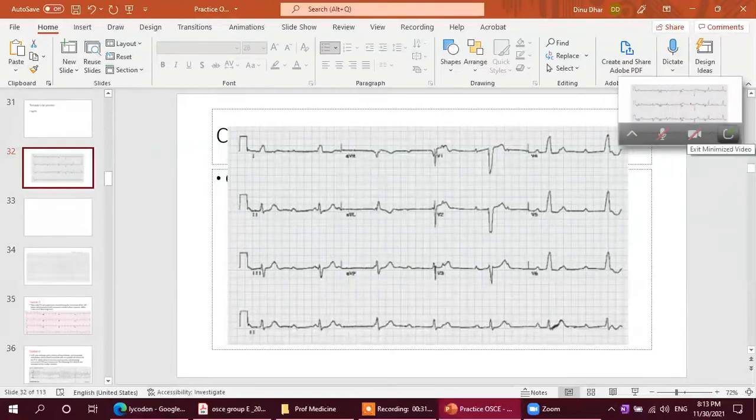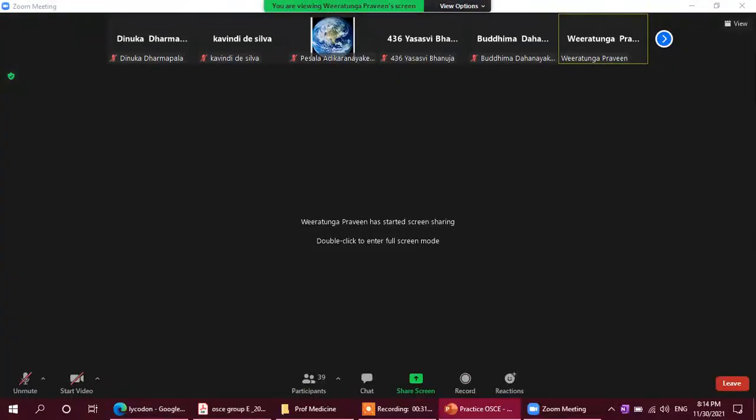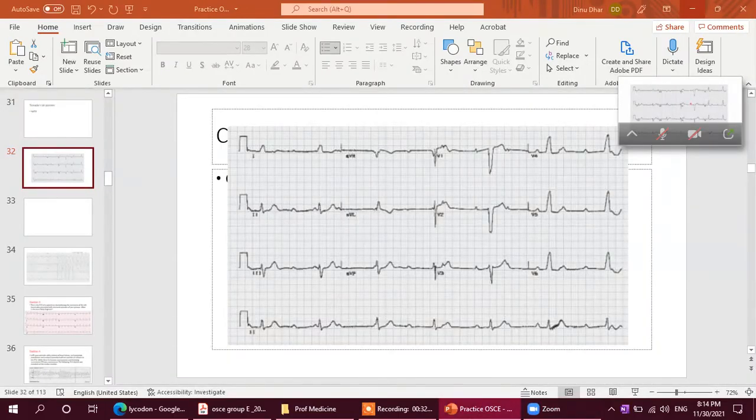Right. Then second degree block, the basic principle is some P waves have a QRS complex, the other ones don't. There are two types. In Mobitz type 1 there is progressive prolongation of the PR interval before the missed beat. That is Mobitz type 1.